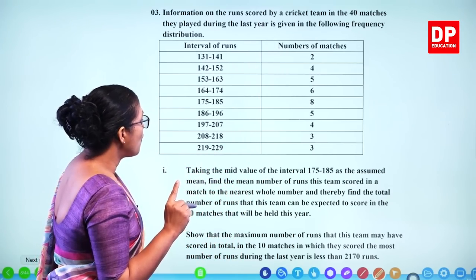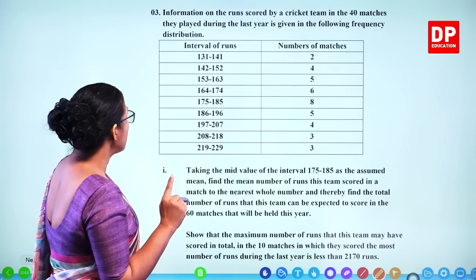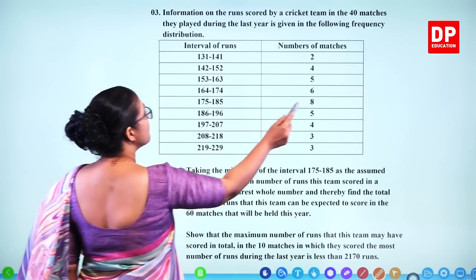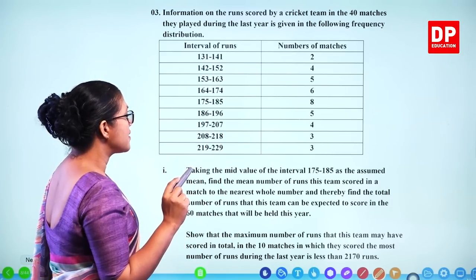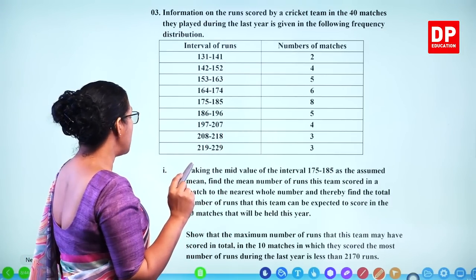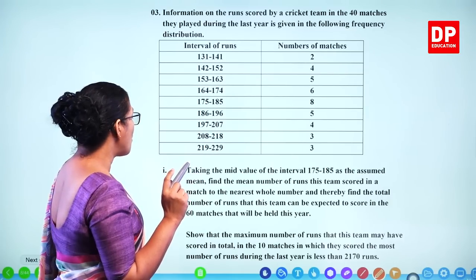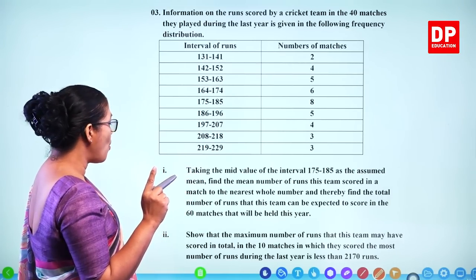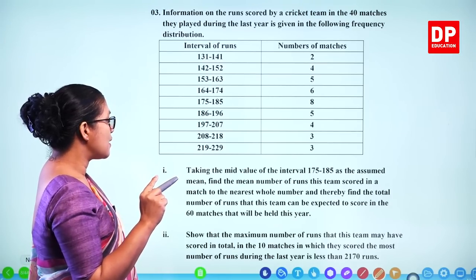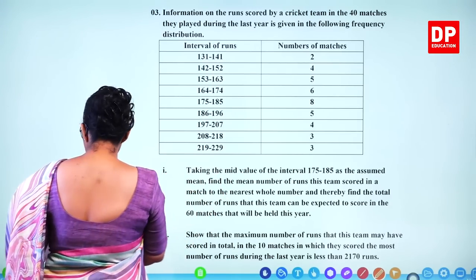Taking the mid value of the interval 175 to 185 as the assumed mean, find the mean number of runs this team scored in a match to the nearest whole number and thereby find the total number of runs that this team can be expected to score in the 60 matches that will be held this year. So let's do that part.